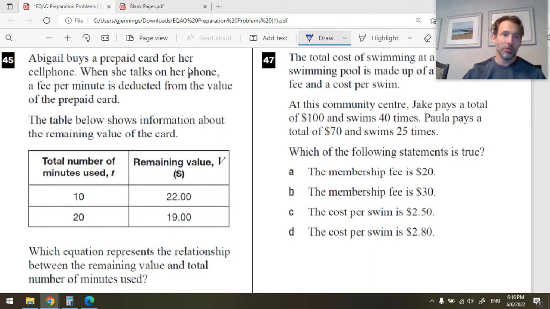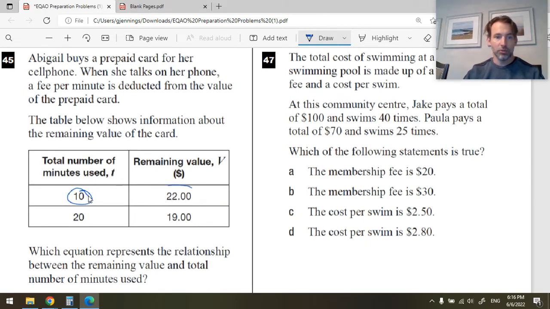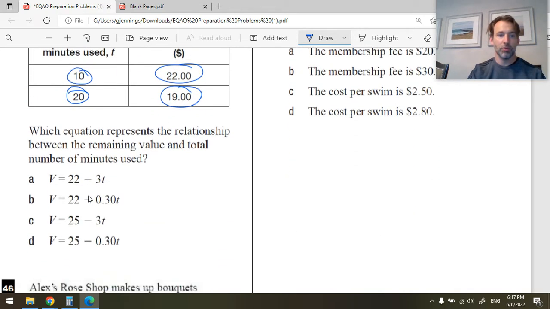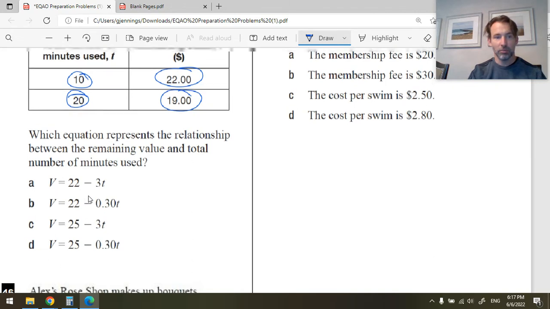So Abigail buys a prepaid card for her cell phone. When she talks on her phone, a fee per minute is deducted from the value of the prepaid card. The table below shows information about the remaining value of the card. So after she's used 10 minutes, there's still $22 on it. After she's used 20 minutes, there's $19 on it. Which equation represents the relationship between the remaining value and total number of minutes used?